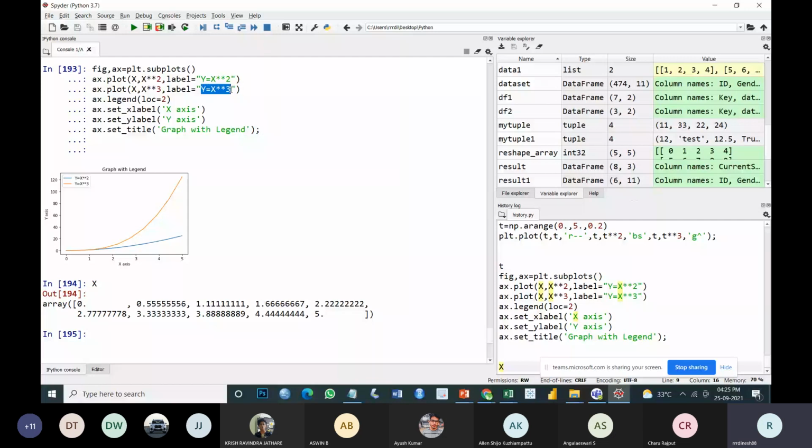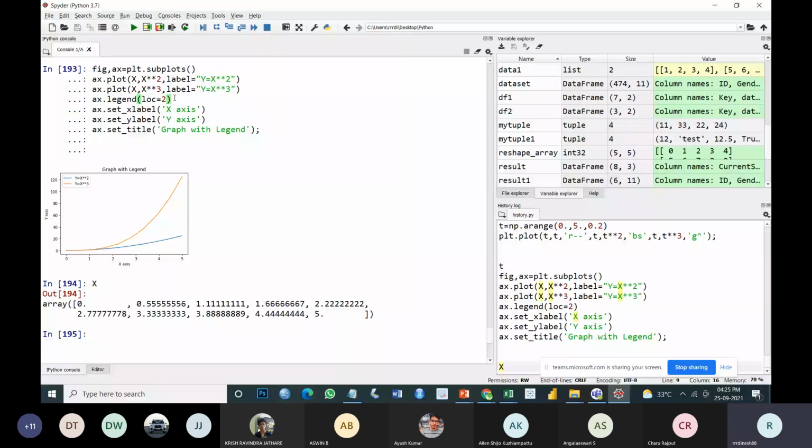Then ax dot legend. Legend is a description, location is 2. Location is 2 means it is here. Location 1 means here, 2 means here, 3 means here, 4 is here. That is location is 2.